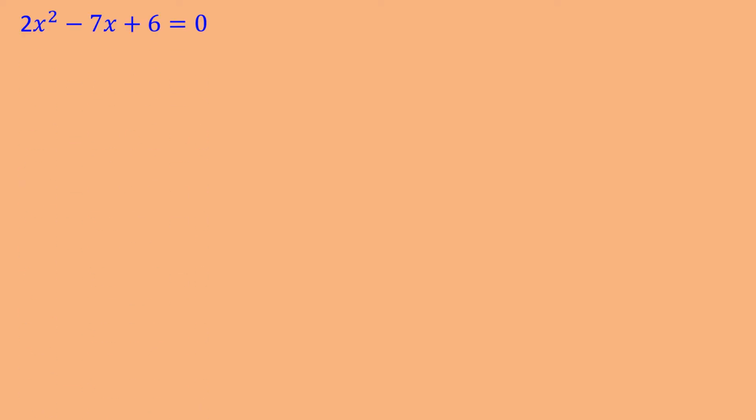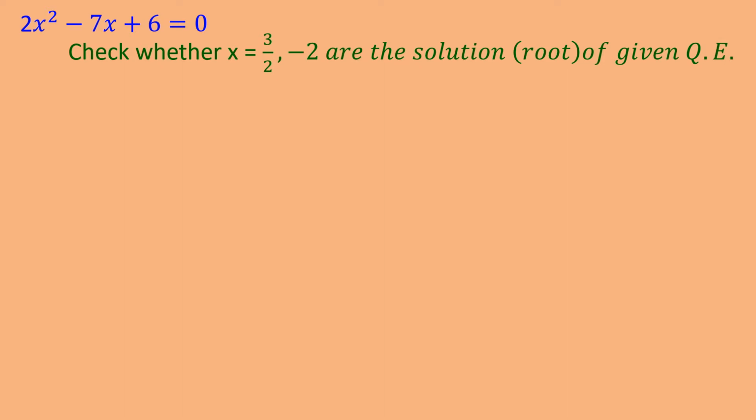The equation given to you is 2x square minus 7x plus 6 equals 0, and the x values given are 3 upon 2 and minus 2. We have to check whether x equals 3 upon 2 and minus 2 are the solution or the root of the given quadratic equation.